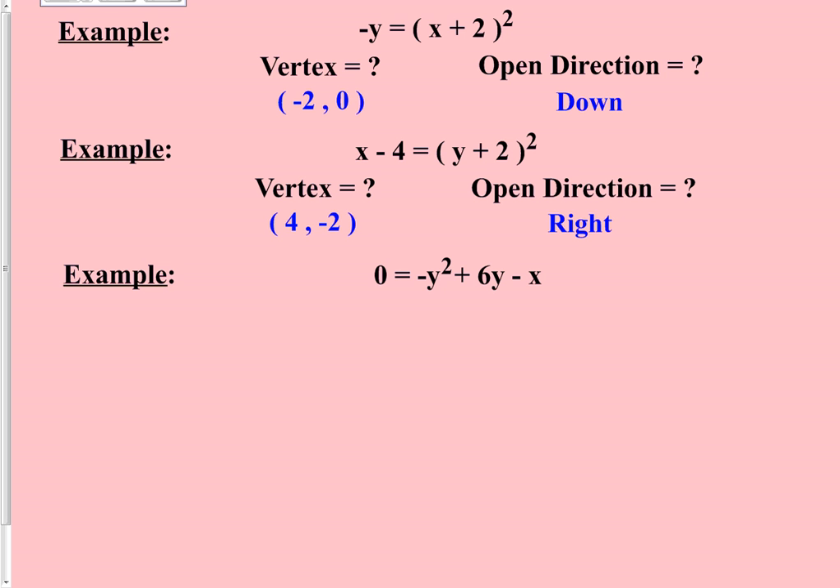So the first thing I would do is isolate the information about x. That would mean adding x to both sides of the equation, which would give us x equals negative y squared plus 6y. Now, we're going to need to complete the square on the y values over there. We cannot read the vertex when it's in this format where we have y's in more than one dimension.